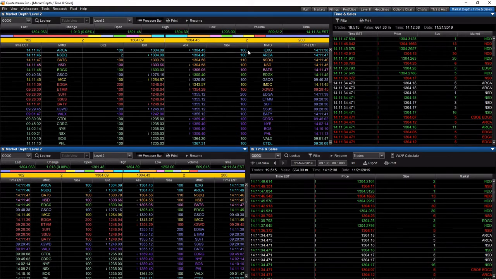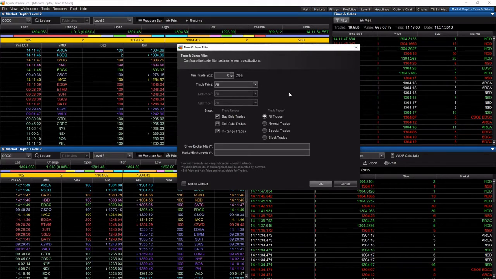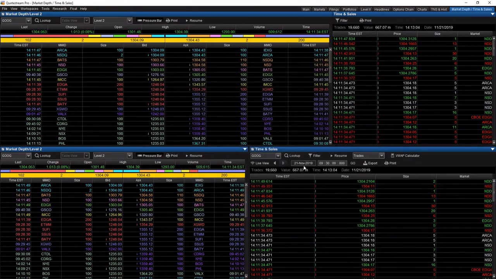So the Market Depth Level 2 and Time and Sales module on the top, this combines both. Big difference you'll see is within Time and Sales itself. It's the same with the level 2, but the Time and Sales in the combo module has less options available. It still has the filter, and so you can filter out different trades, but it doesn't have the ability to look back historically. That's because these two are linked.